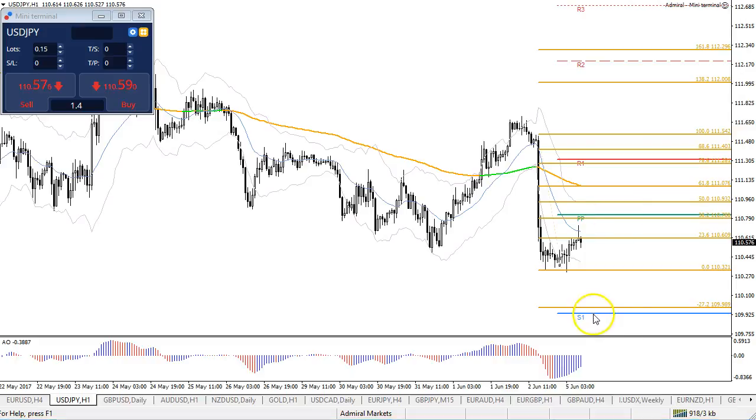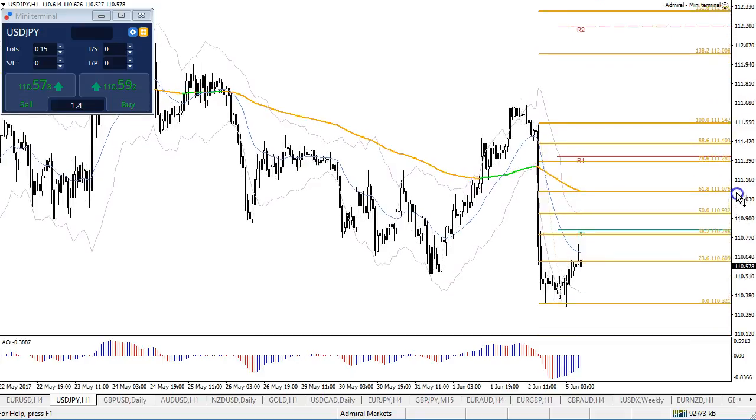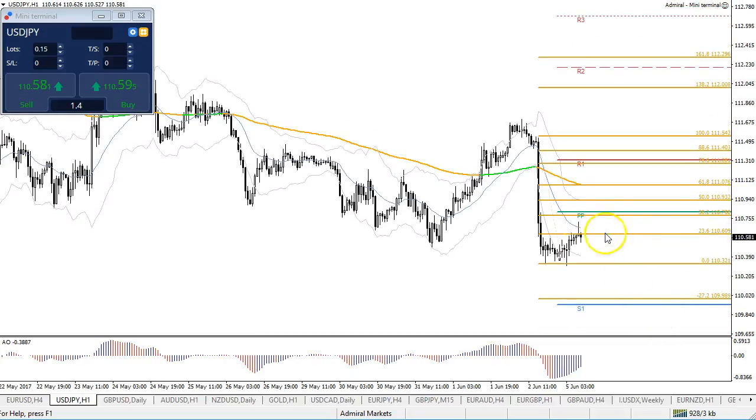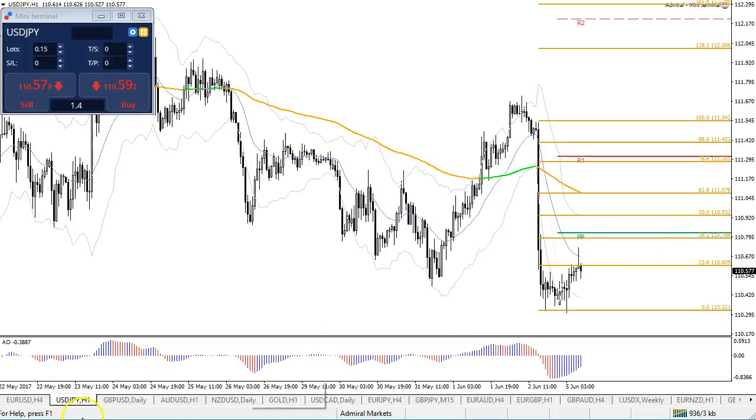If price does break above it, I think the 50 is still a dangerous level of resistance. But above that, the chance that price can get to the R1 or perhaps even above is starting to slowly increase. For the moment, I'm bearish. I'm bullish at the 38.2 fib. I'm bearish at the 50, but I'm bullish actually at the minus 272 target.